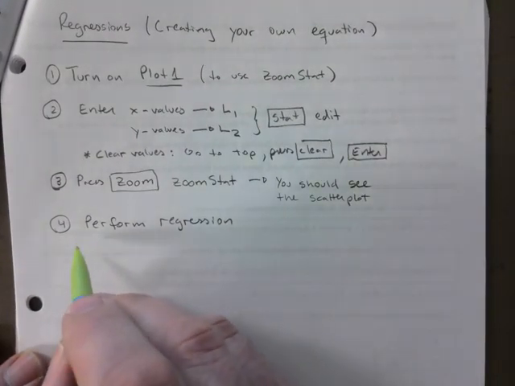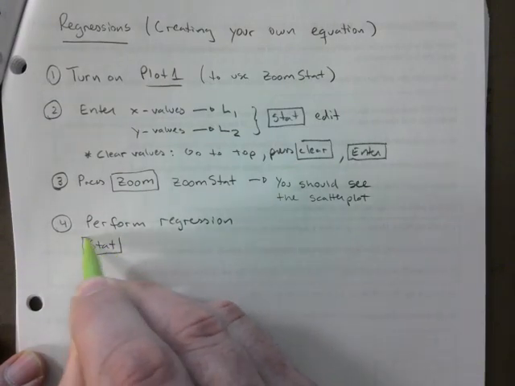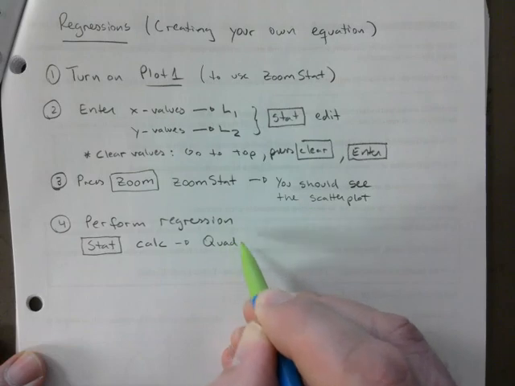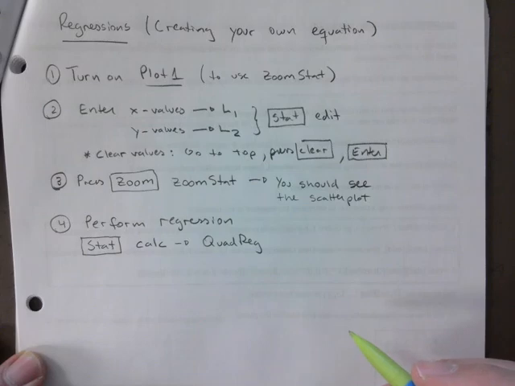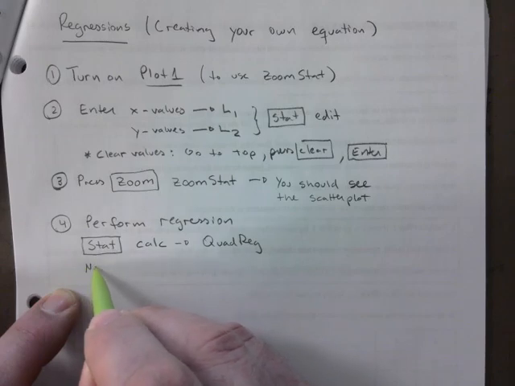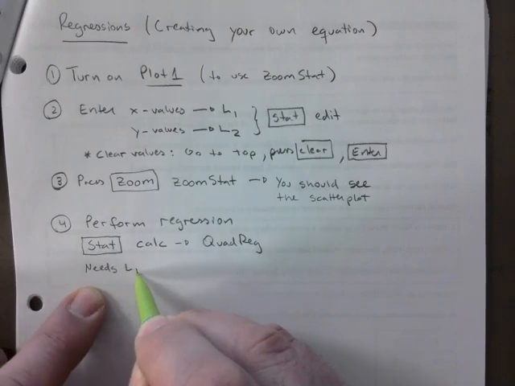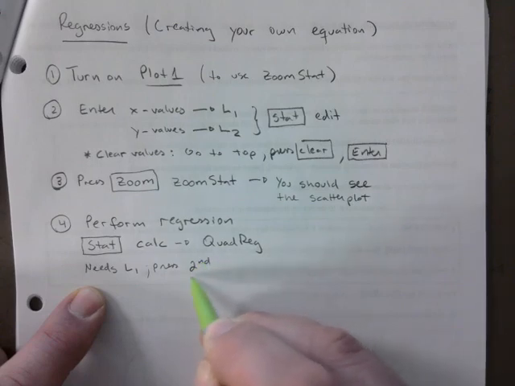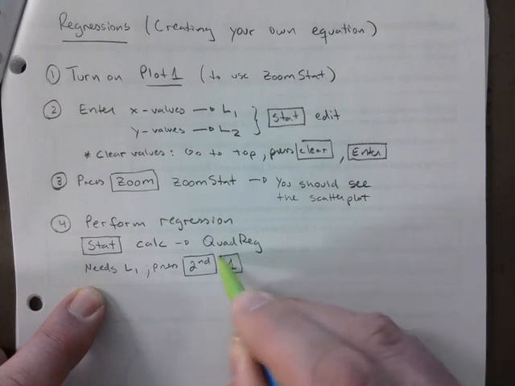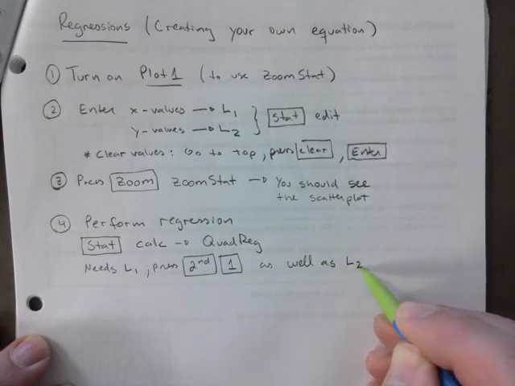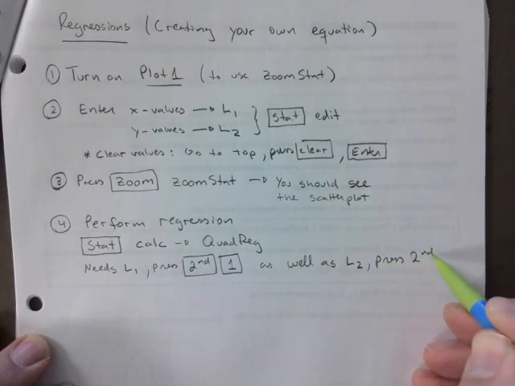So how do we do that? We go stat, that's a button. You're going to select calculate. Then you're going to select quadratic regression. And quadratic needs L1, which to get it, you're going to press second, that's also a button, 1, that's also a button. As well as L2, it needs L2. We press second, number 2.